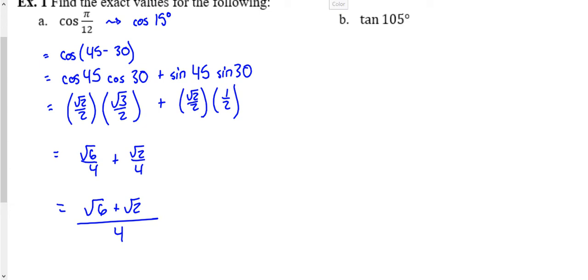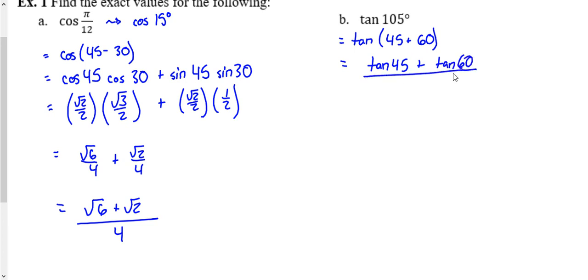For tangent 105 degrees, I'm going to find two angles that add up to 105. So I'm thinking of tangent, let's go with 45 and 60, because 45 plus 60 is 105. So for tangent, let's take a look at our equation. We're adding, so I want tan A up top, so tan 45 plus tan 60, and all of that is going to be divided by 1 minus tan 45 tan 60.